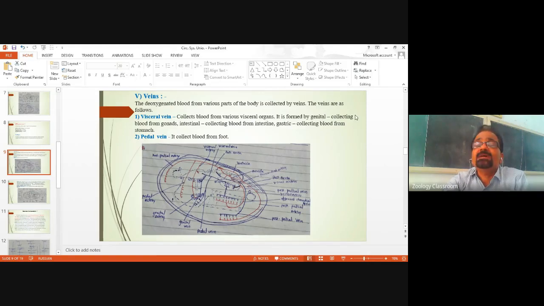One is the genital vein, collecting blood from the gonads. As it is supplied by the genital artery, blood is collected by the genital vein. This is the very tiny vein among the gonads. It runs and is joined by the intestinal vein collecting blood from the intestine. Then further it is joined by the gastric vein collecting blood from the stomach, and finally it continues.